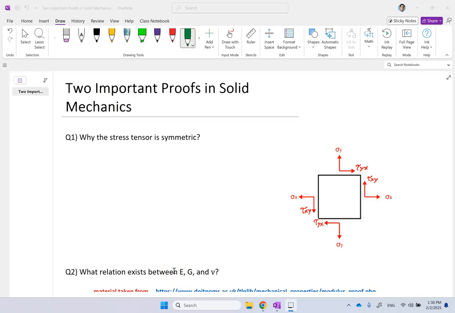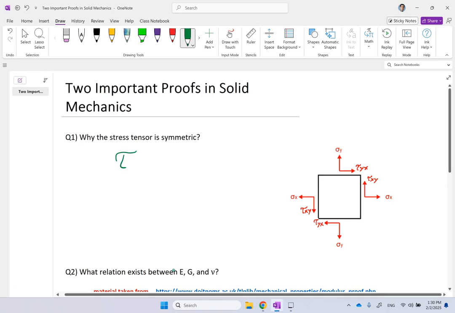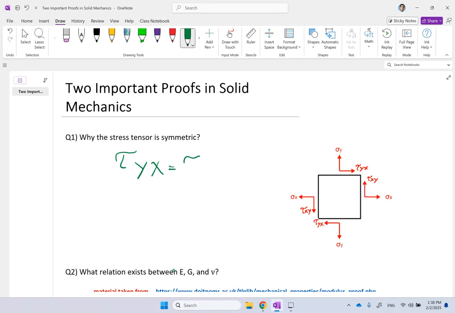Hello everyone. As I mentioned in my previous video, there are two important proofs in solid mechanics that I skipped for this video, so let's get to them. The first one is, why is the stress tensor symmetric? In other words, tau yx, if you look at the 2D case, is the same as tau xy. Is there any reason these two are the same?